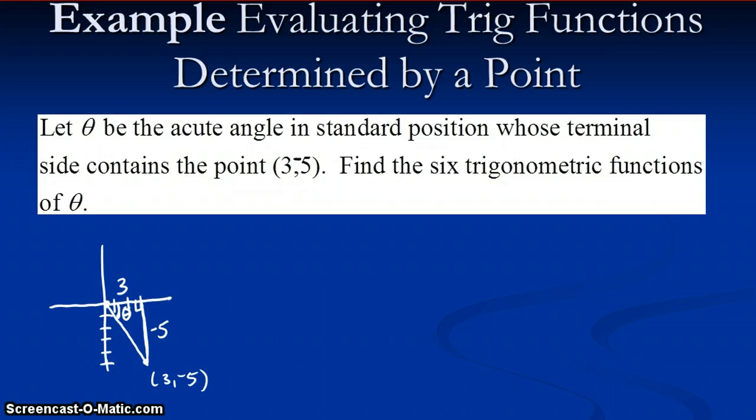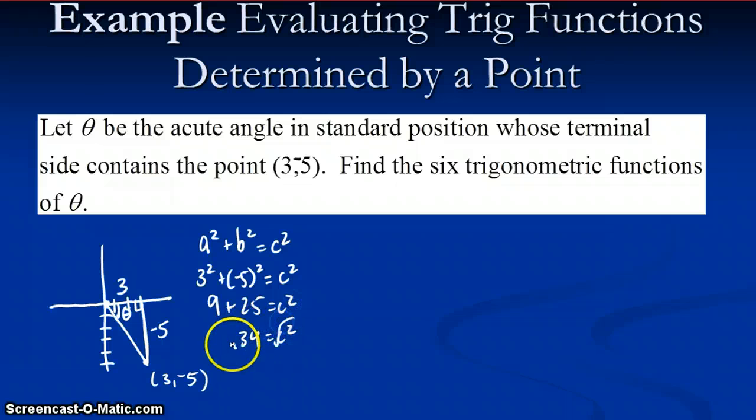Now that we're thinking about a right triangle and we know the two legs, I'm hoping the Pythagorean Theorem is popping into your mind, because that's what we're going to use to solve for the third side. I'm going to use a squared plus b squared equals c squared, where a is 3, b is -5, and I'm ultimately going to find the hypotenuse. That gives me 9 plus 25 equals c squared, 34 equals c squared, and now I take the square root. The hypotenuse will always be positive, so c equals the square root of 34.